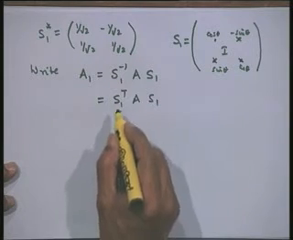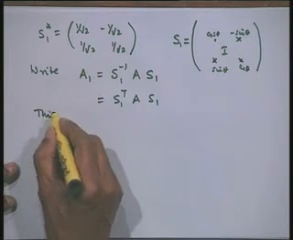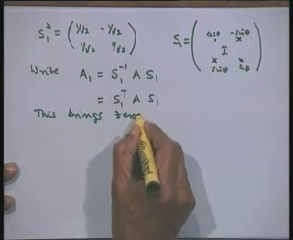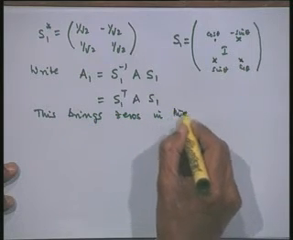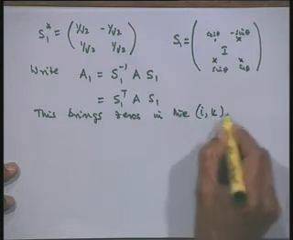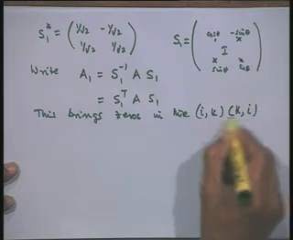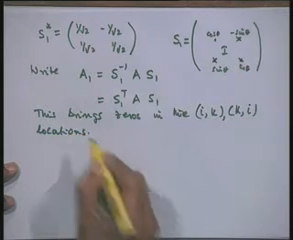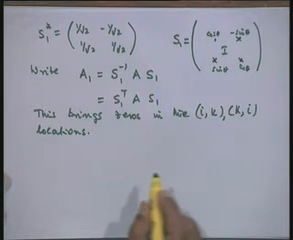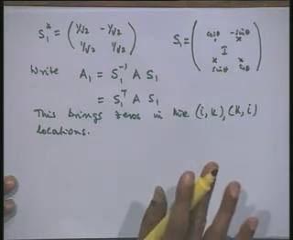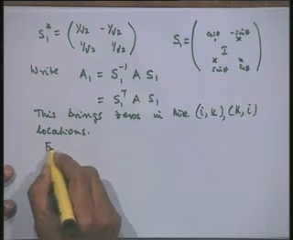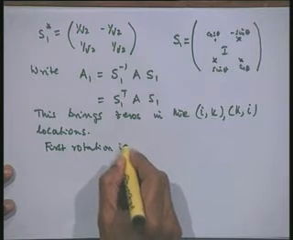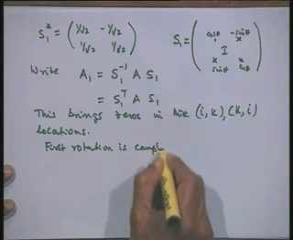Now, this brings zeros in the ik, ki locations. Now, one rotation is complete. So, the first rotation is complete.